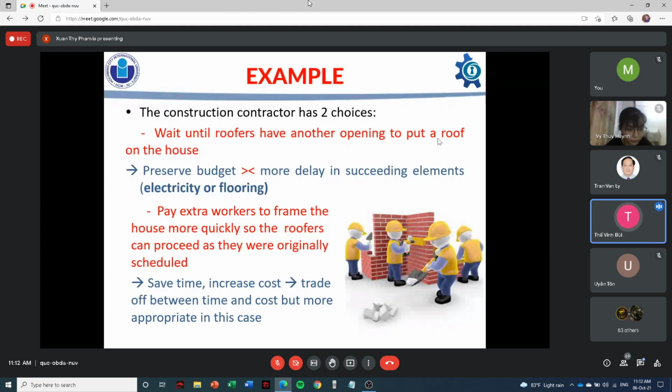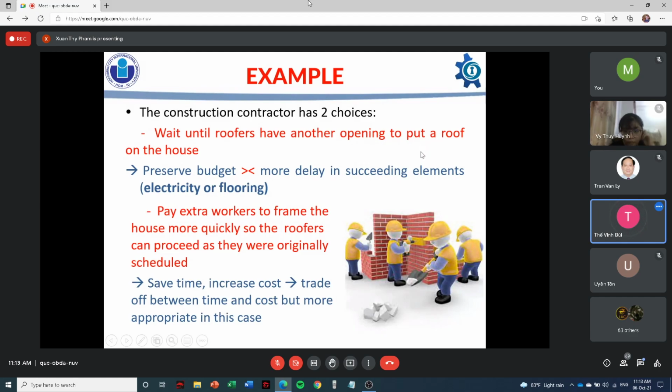Waiting until the roofer has another opening might seem like a choice that could preserve the budget, but it would likely lead to more delays in starting elements like electricity or flooring, which can't be started without a roof. Additionally, additional delays will inevitably impact other scheduled projects, because manpower is tied up in this house, and the scope of the project cannot change in order to reach completion. Rushing activity will be necessary here as well.